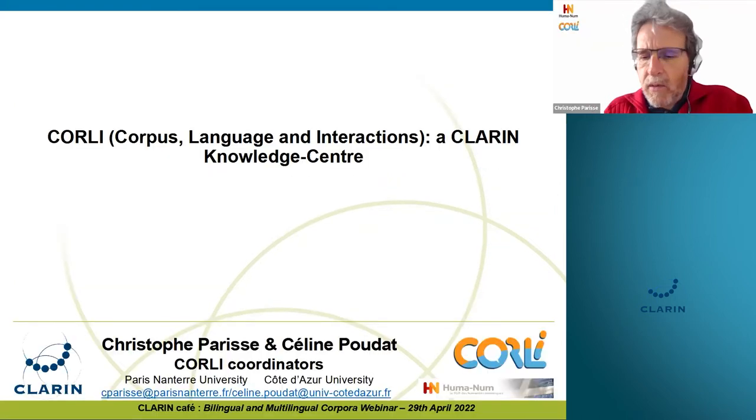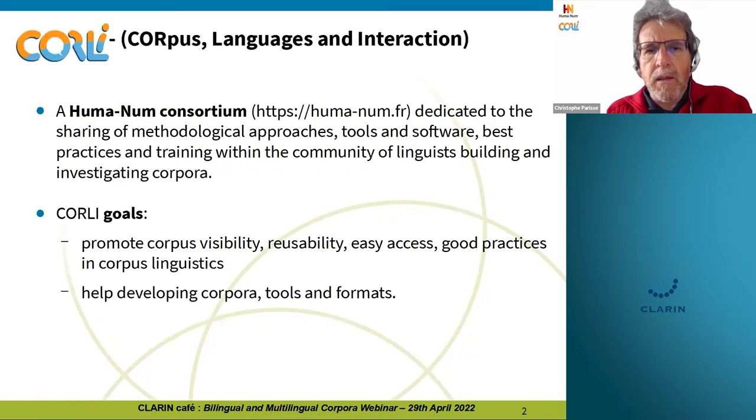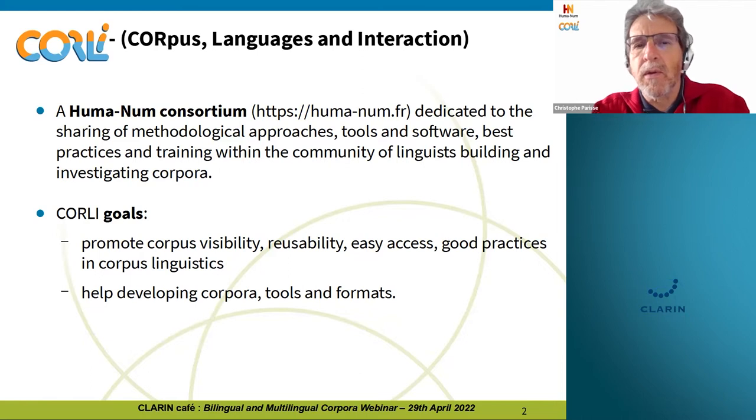And yes, so we're going with Céline together to present you CORLI, the CLARIN Knowledge Center in France. And first of all, CORLI is what we call a Huma-Num Consortium. Huma-Num is a structure in France whose goal is to help all the humanities in everything which is digital. So to help them have better digital access, better tools and better data and so on. And so CORLI is a consortium of Huma-Num dedicated to language, linguistics and corpus linguistics.